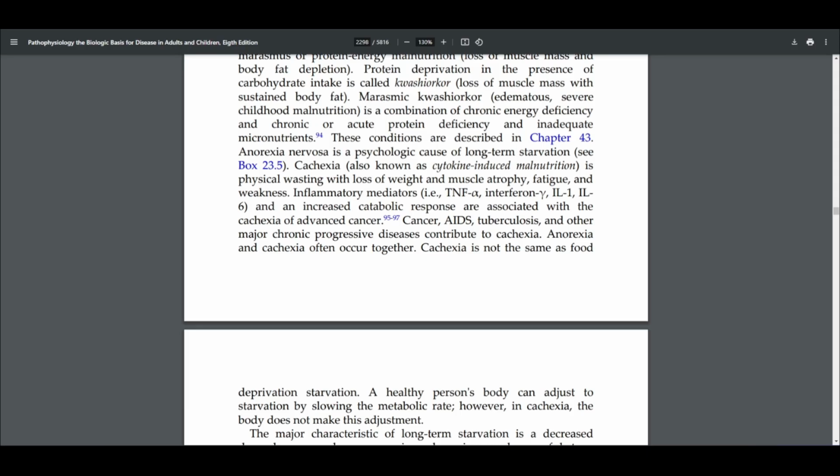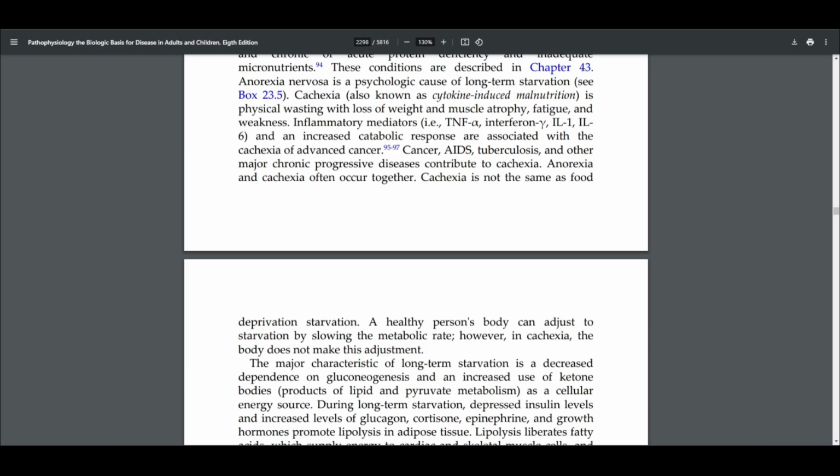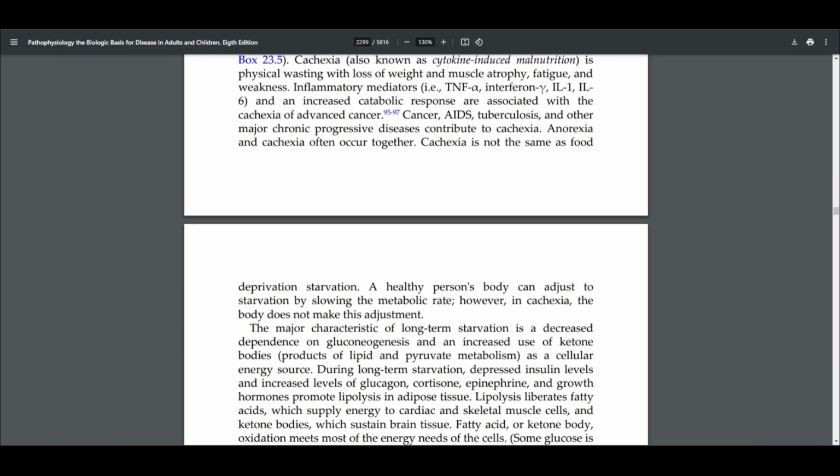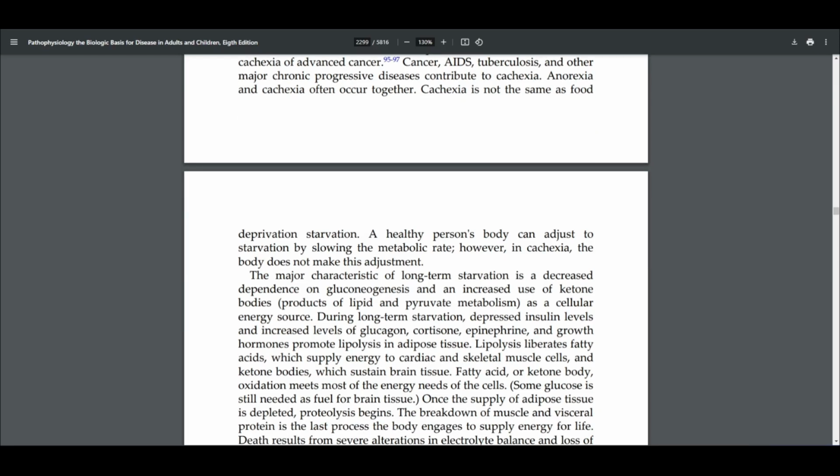Anorexia nervosa is a psychological cause of long-term starvation. Cachexia is physical wasting with loss of weight and muscle atrophy, fatigue, and weakness. Inflammatory mediators, tumor necrosis factor alpha, interferon gamma, interleukin 1, and interleukin 6, and an increased catabolic response are associated with cachexia and advanced cancer. Cancer, AIDS, tuberculosis, and other major chronic progressive diseases contribute to cachexia. Anorexia and cachexia often occur together.